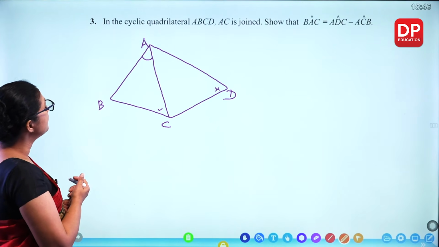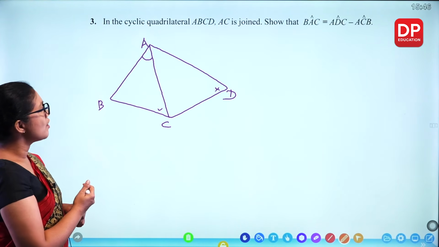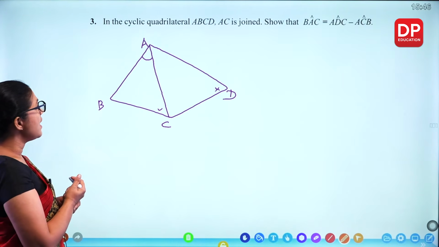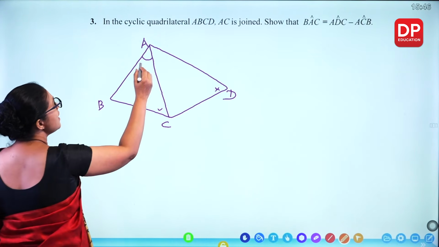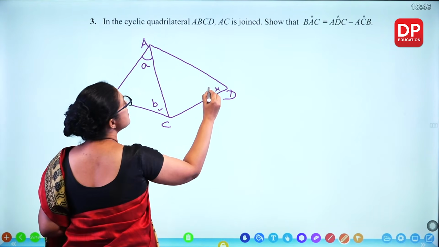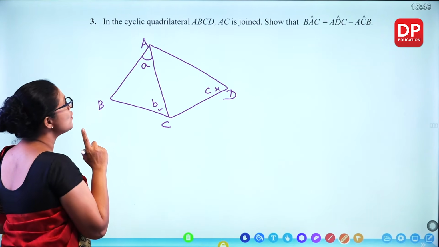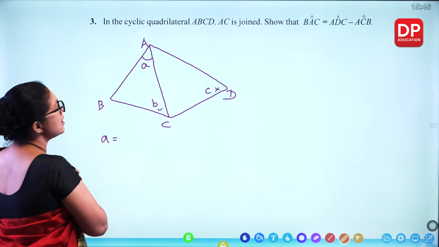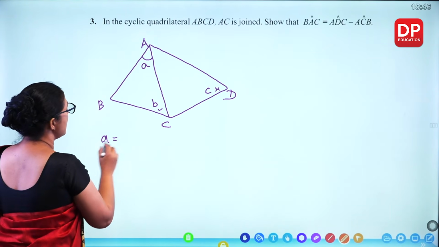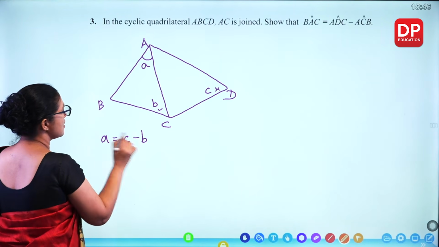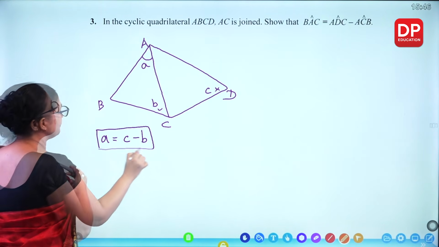Now, this is a cyclic quadrilateral. Opposite angles add up to 180. So we'll put A here. This is B. This is C. So you need to prove that A equals C minus B. That's what you need to prove.